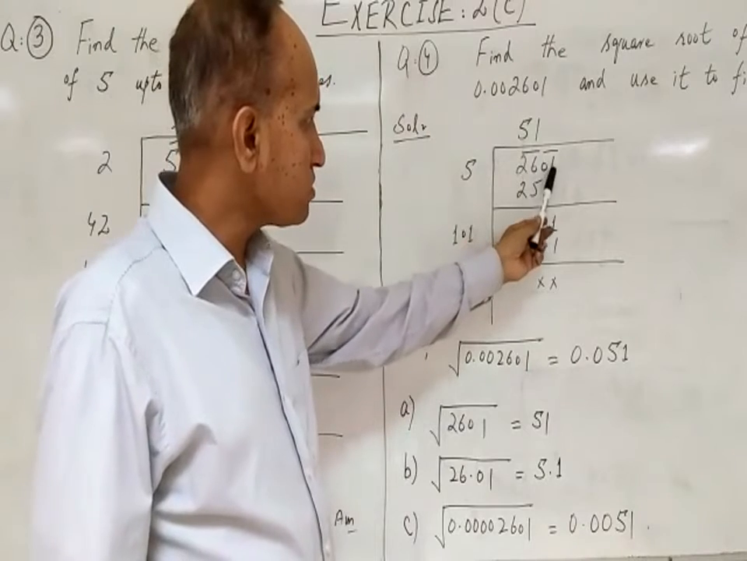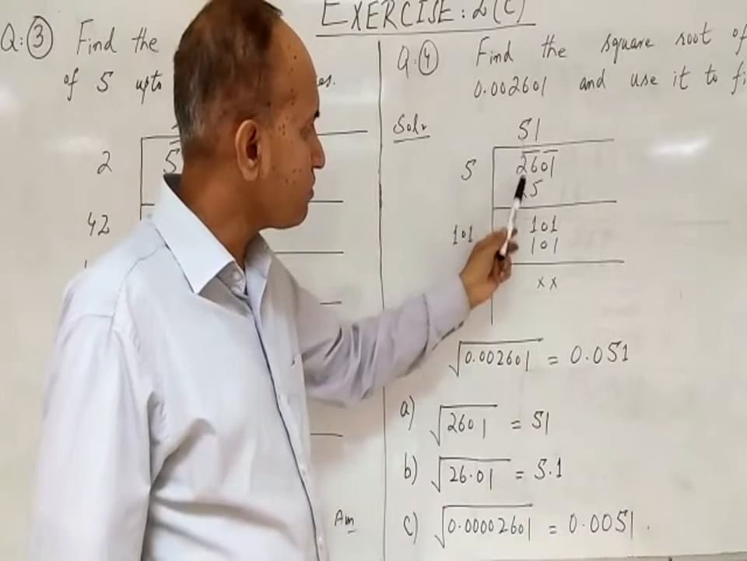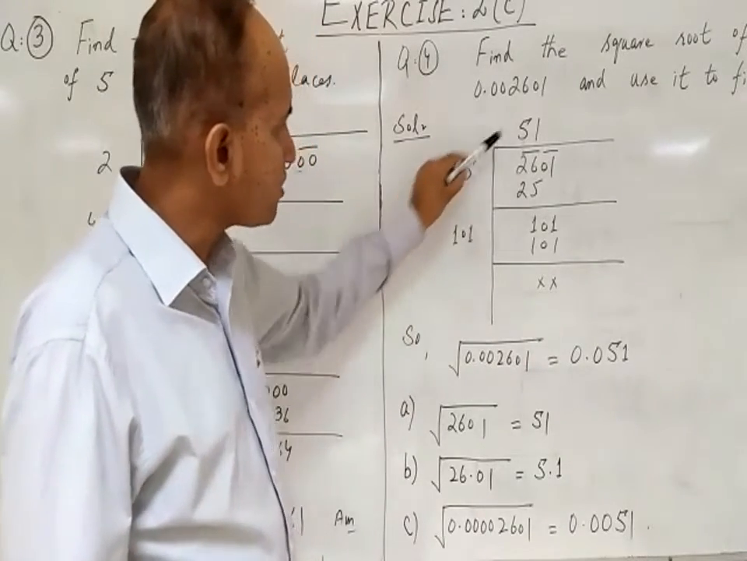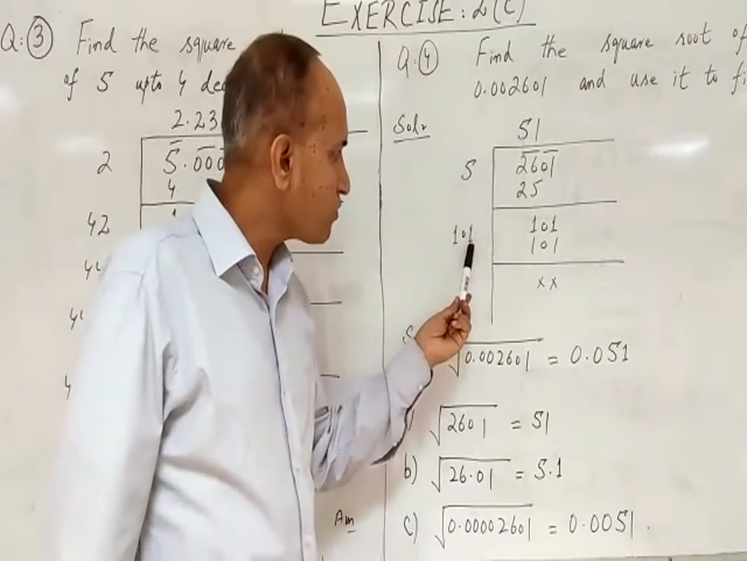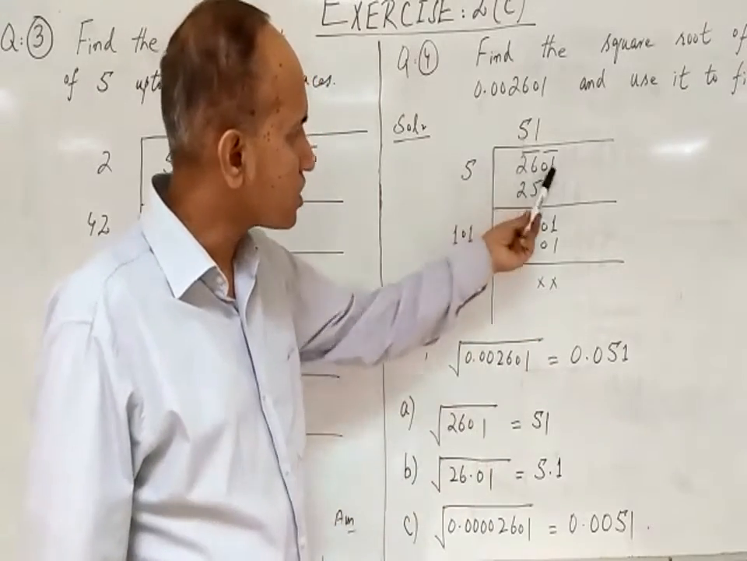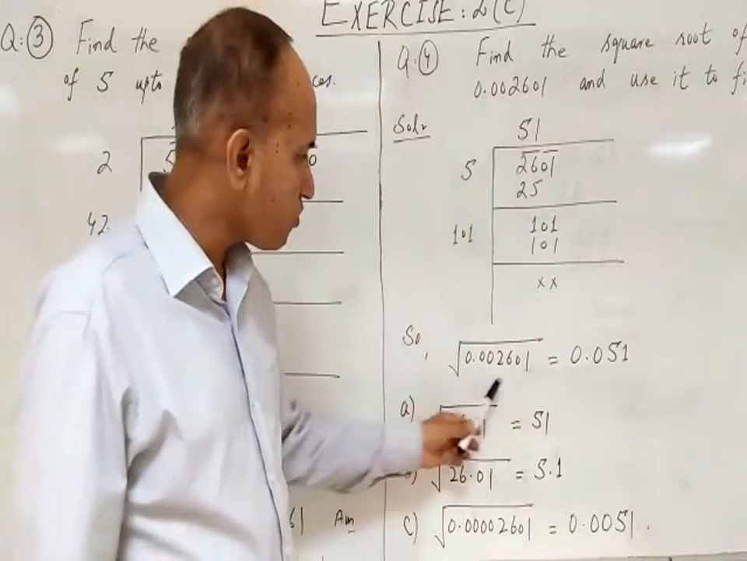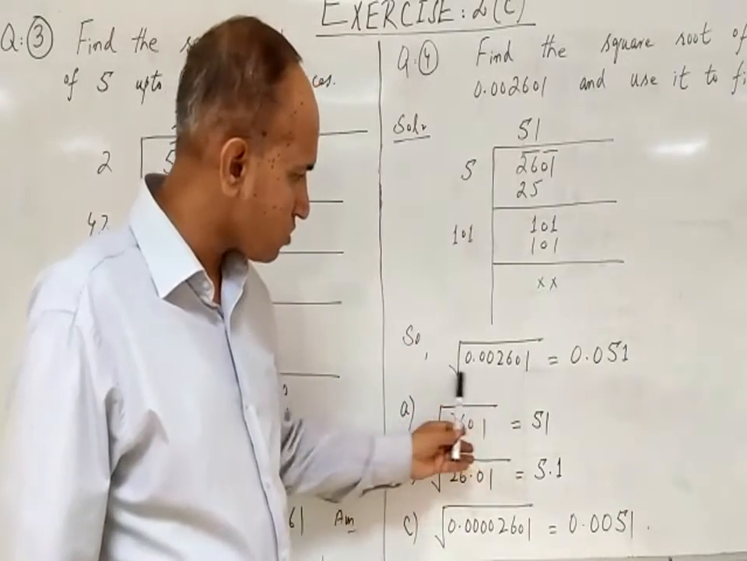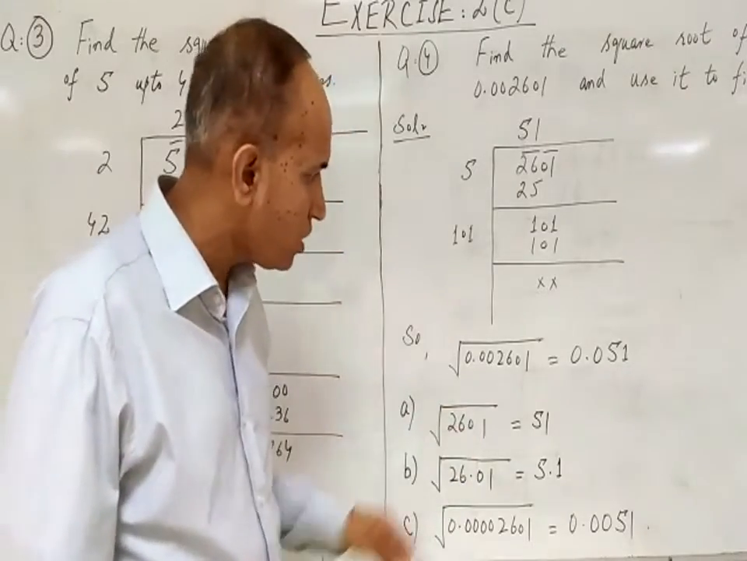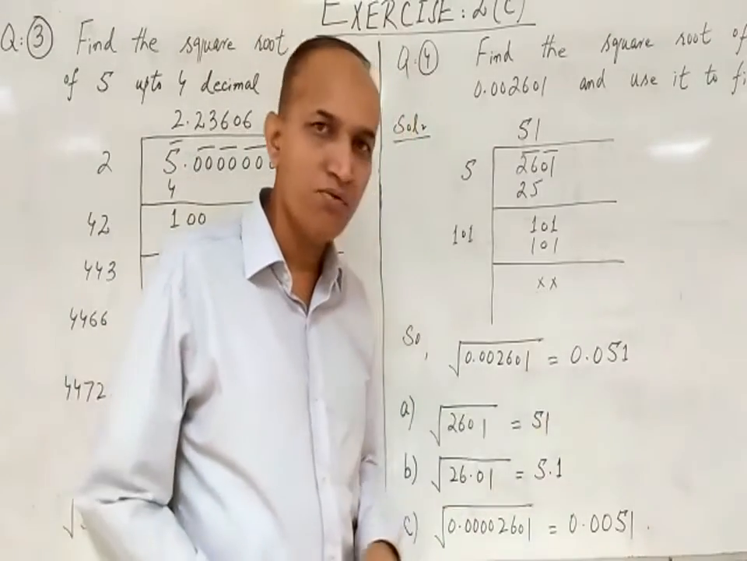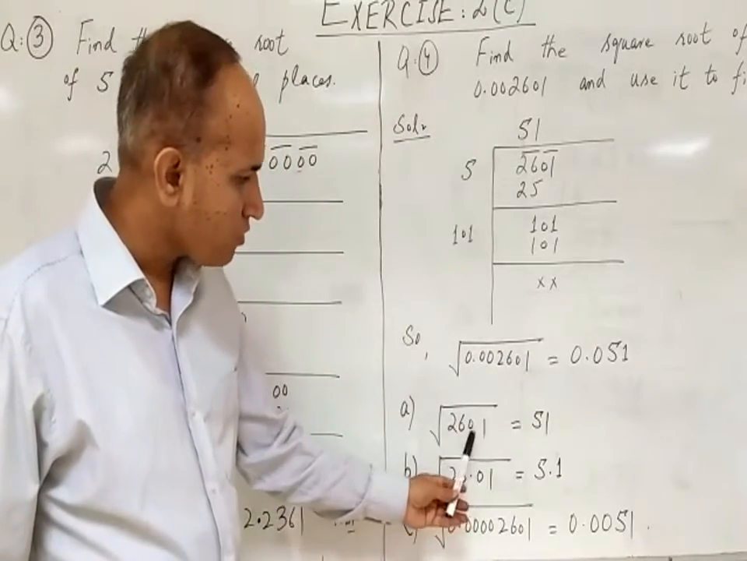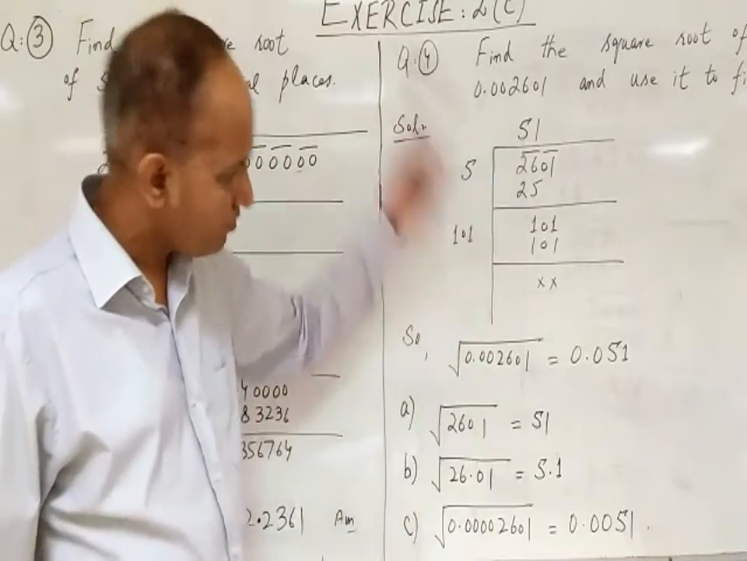We have 2 pairs. 5 into 5, 25, we get 1, and then 0, 1. 5 plus 1, 5 plus 5, we have 10, and then we put 1 over here, we get the same number. 51 is the square root of 2601. So we deduce from here that, as we know we have 2 zeros over here, we get 0.051 as the square root of this. So in part A, the square root of 2601, which is equal to 51, we have already evaluated.